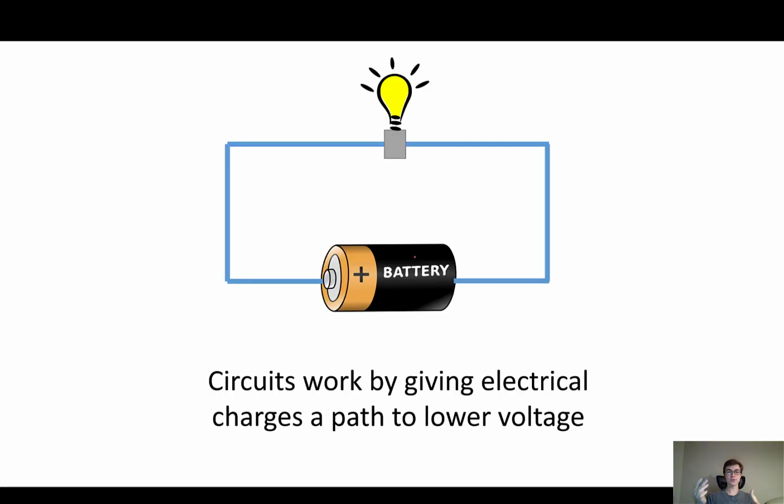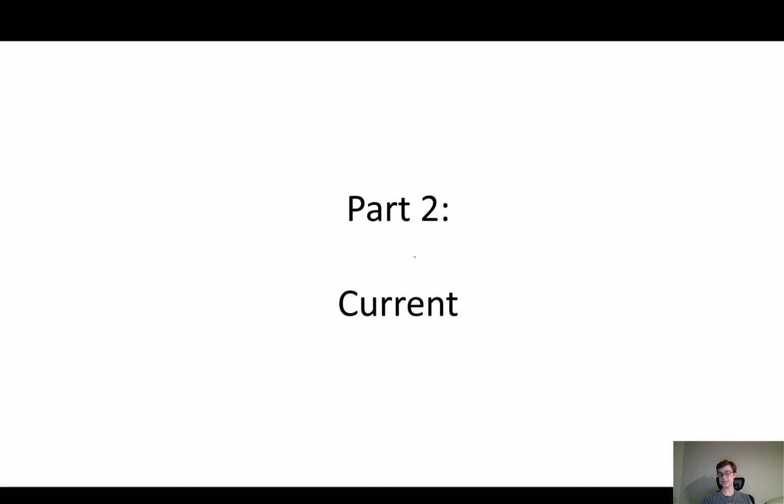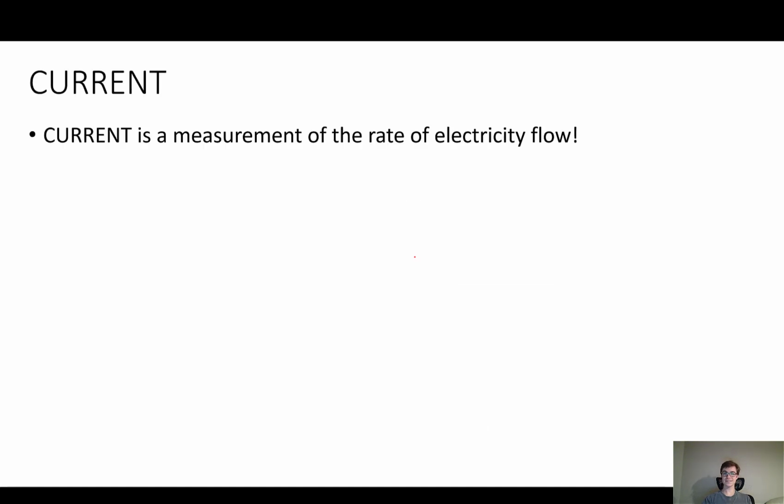The way that circuits work is they give electrical charges a path from high voltage to low voltage. It's like you have the apple on the tree and it can't fall because you're holding onto it, but then when you attach a wire, you all of a sudden let go. You give it an opportunity to move down that voltage gradient, and it does. So the way that circuits work is they give electrical charges the ability to move down to a lower voltage area. So that's voltage. Now let's go to part 2, current.